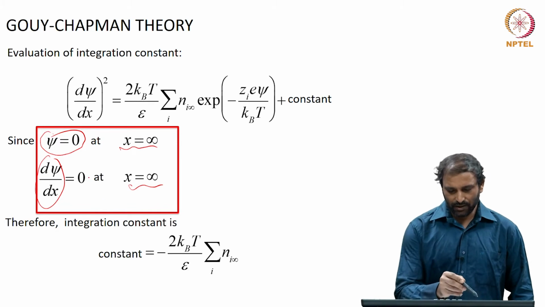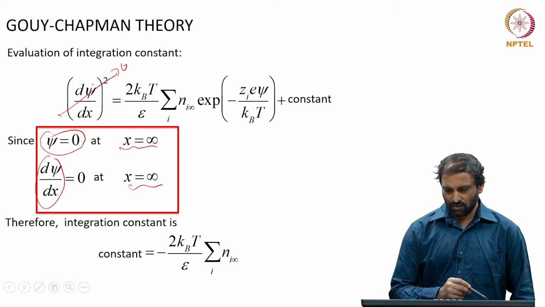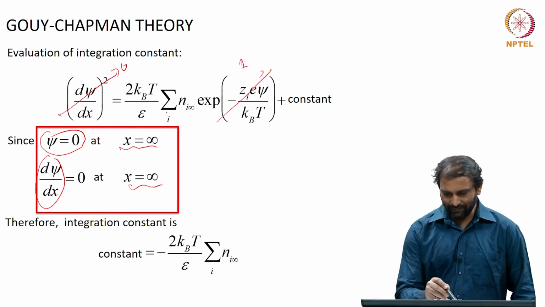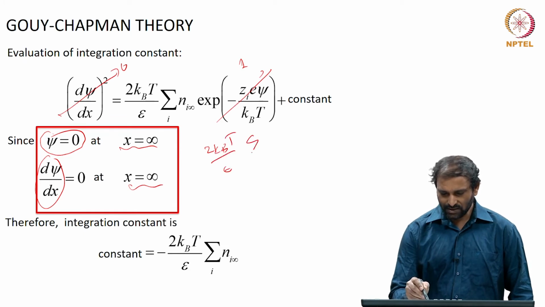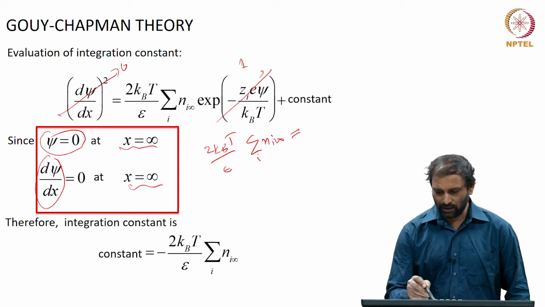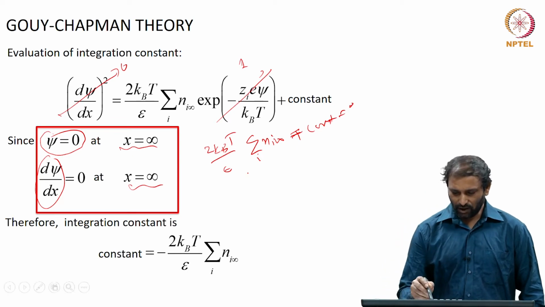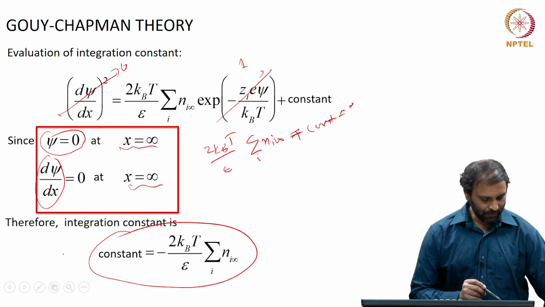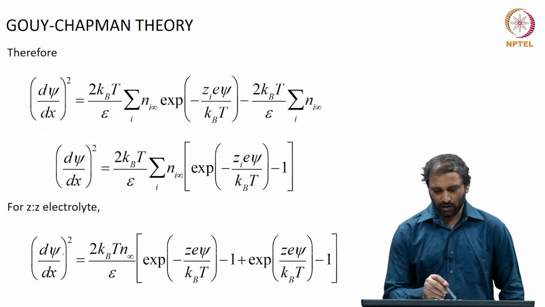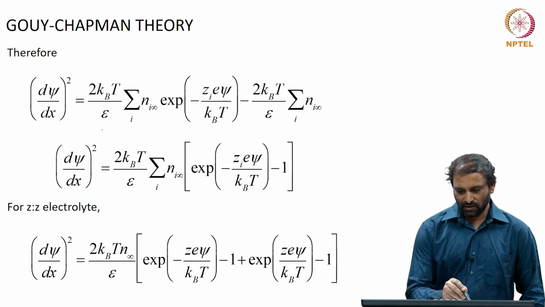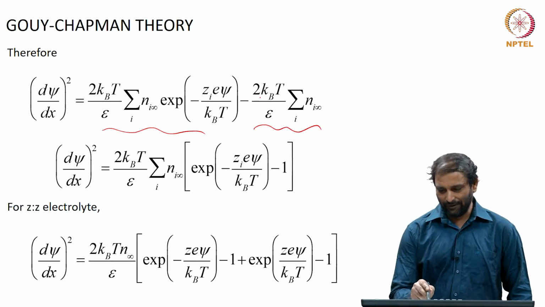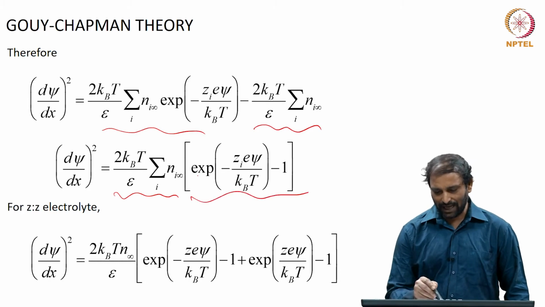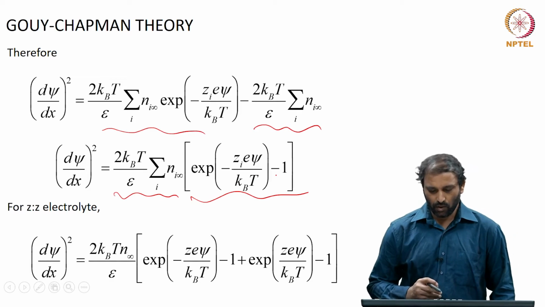So, if I substitute for these conditions, this is 0, and if I substitute ψ equal to 0, this term becomes 1. Therefore, essentially I have 2kBT divided by ε, summation n_i∞, plus constant is equal to 0. Therefore, the constant becomes minus 2kBT divided by ε, summation n_i∞. So we have been able to evaluate the constant, and I can substitute for it. Therefore, I could write (dψ/dx)² as the first term minus the constant term, and because I have 2kBT by ε summation n_i∞ as a common factor, I can take it out. Therefore, in the parenthesis I will have exponent of minus z_i eψ divided by kBT, minus 1.